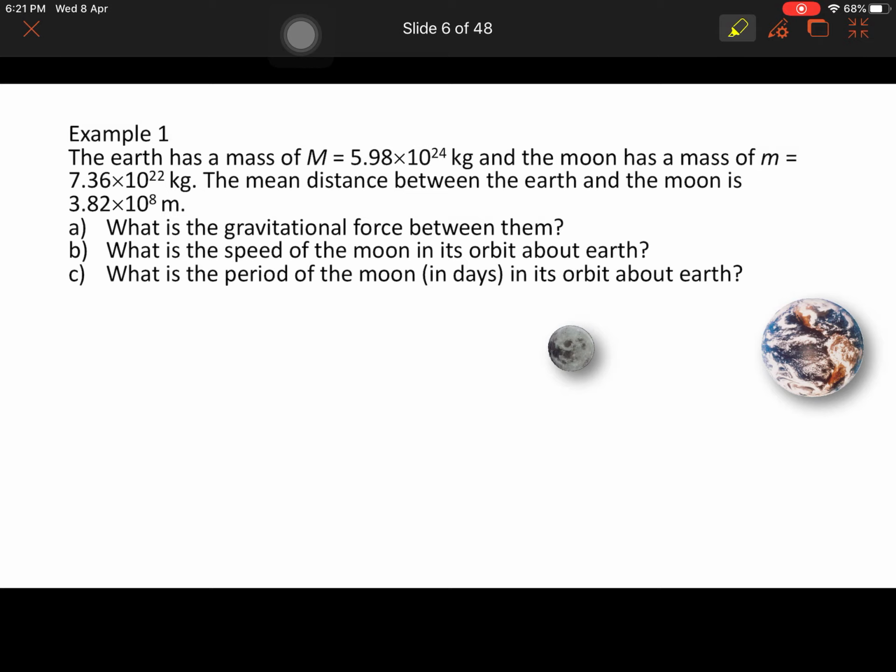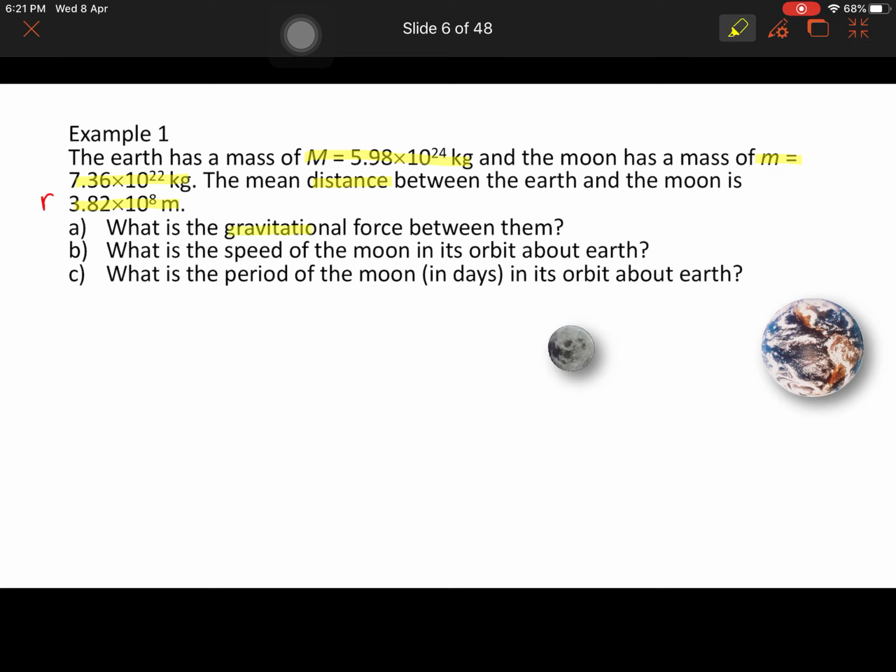So when we come to these kind of questions, always highlight. They tell us that the mass of the Earth is this value. I'm going to highlight big M. They also give us the mass of the moon, so I'll highlight that. And they tell us that the mean distance between the Earth and the moon is this value here. Now this mean distance, I'm going to call that our R.